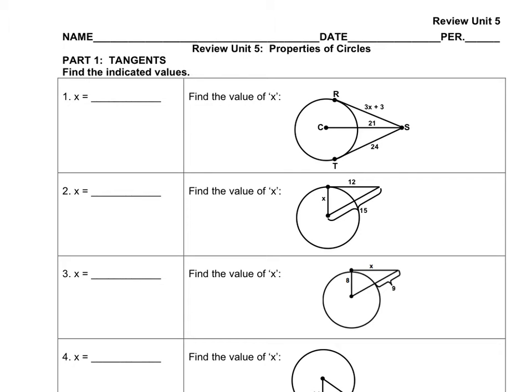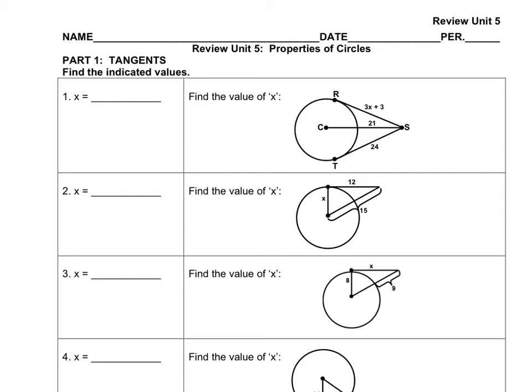Okay, this is review number 5 on properties of circles. The first part, we're talking about tangents. Remember, a tangent and a radius are going to be perpendicular. That means it's going to form a 90-degree angle. And don't forget, in a lot of these problems, the radius length is always going to be the same in a particular circle.